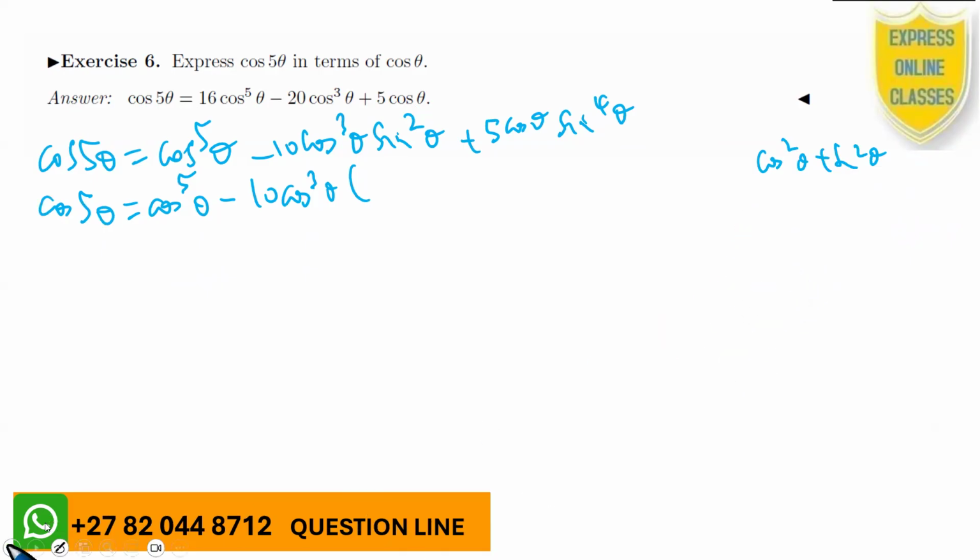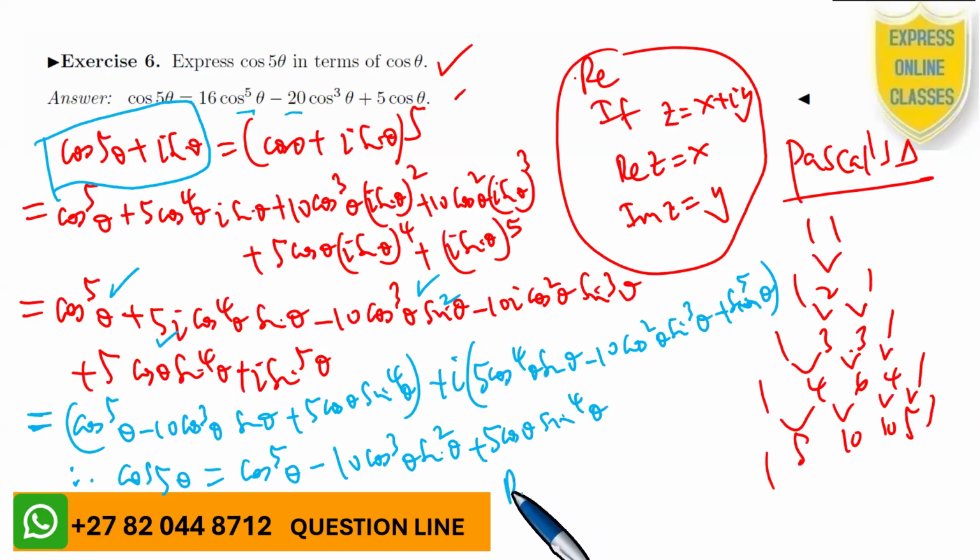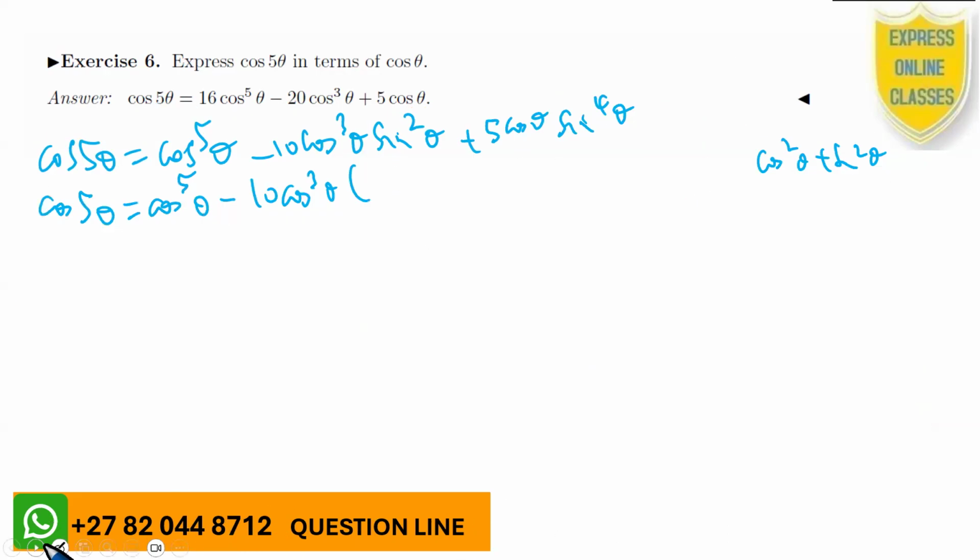So what we're saying here is therefore that if you're taking the real part of cosine theta plus i sine theta to the power 5, the real part of this is just what? The real part is just cosine 5 theta. That is the real part. Right. So we come here.